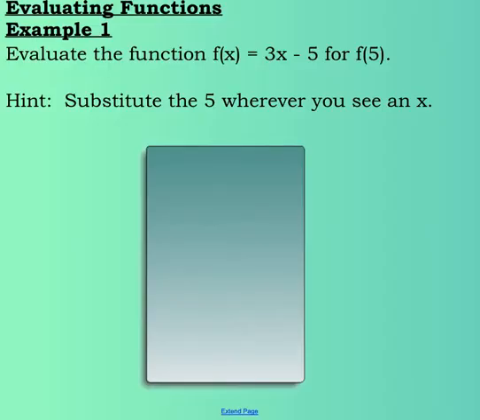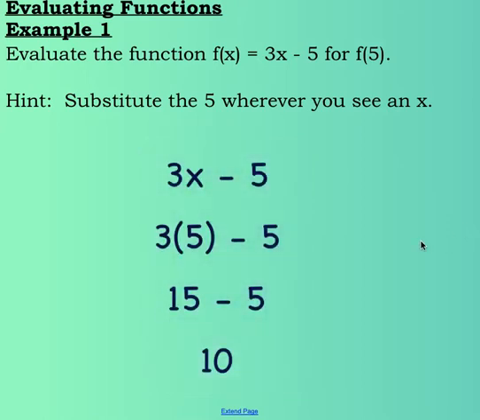Okay, so let's talk about evaluating functions. We talked about this last week and we talked about the function, this being the f function, which is the name of the function. And this function is 3x minus 5. And they want us to evaluate it for the f of 5, which means we're going to take this 5 and we're going to substitute it wherever we see an x, which would be right here. So what that looks like is we're going to take our 5 and substitute it for x, and it becomes 3 times 5 minus 5, which gives us 10.